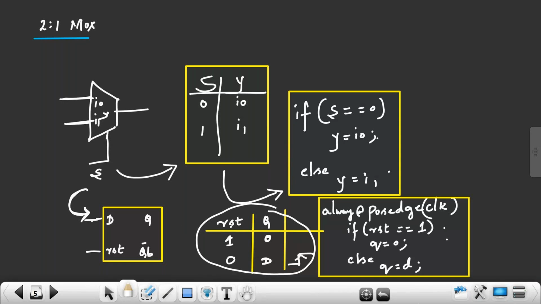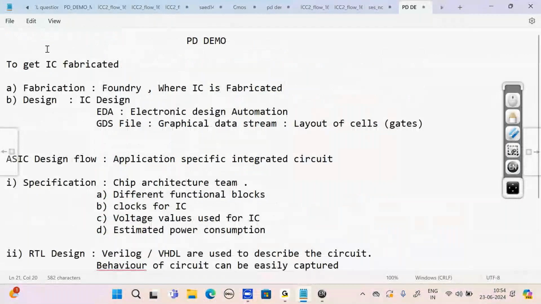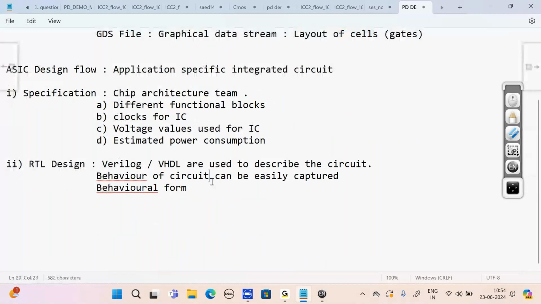Can I give this behavioral form to the foundry? The foundry accepts only the layout of cells, so I cannot give it to the foundry. What is the next step? Functional verification, which is also called design verification.